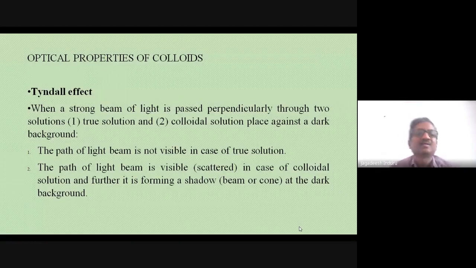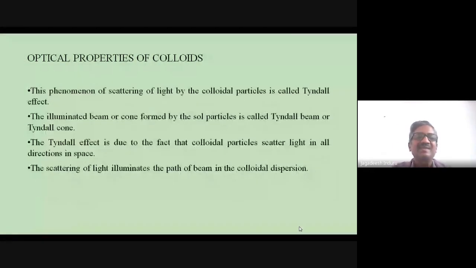One such thing is the Tyndall effect. In the Tyndall effect, a beam or cone of light appears in the dark background. You can see it only in a colloidal dispersion with the naked eye by viewing against a dark background. This is observed only in colloidal dispersions, not in your solutions and not in your coarse dispersions. You don't have this effect there, it will not be there.